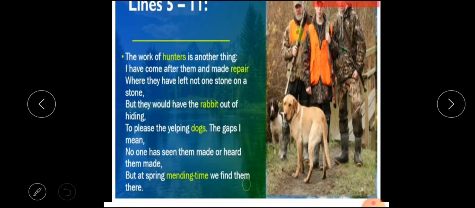The work of hunters is another thing. I have come after them and made repair, where they have left not one stone on a stone. So we will read first up to here, and let's see what the speaker points out here. I think he is saying that the work of the hunters is another obstacle to the wall, right? And which kinds of hunters they may be, it may be the human beings who keep on hunting. So when they cross through that wall, it may happen that the stones fall down, right?